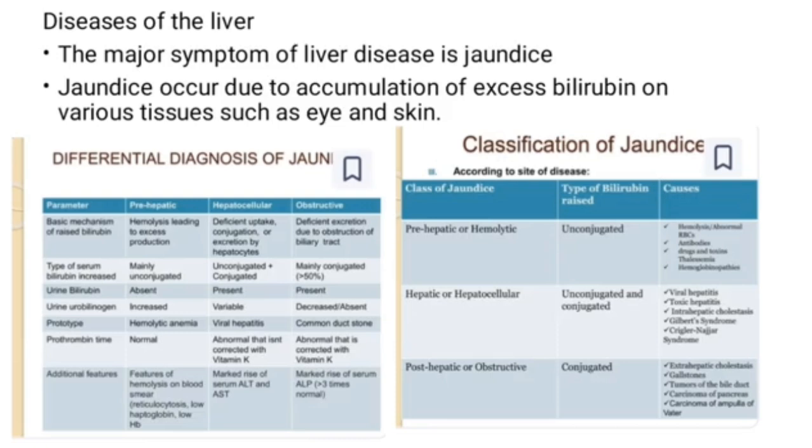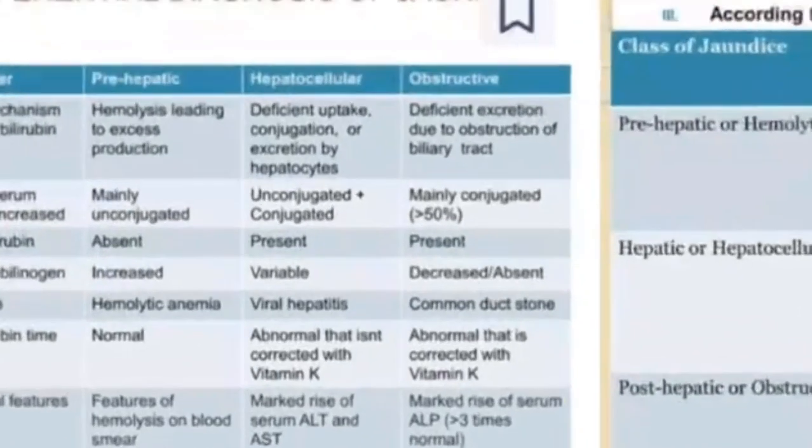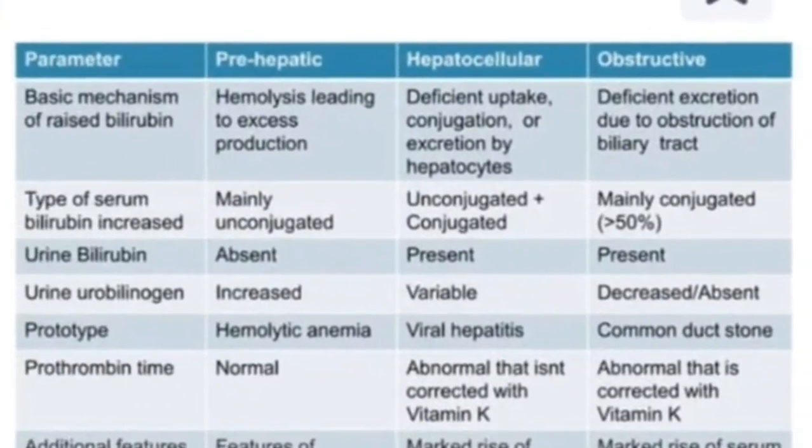Jaundice occurs due to accumulation of excess bilirubin in various tissues such as eye and skin. Differential diagnosis of jaundice, you can see it here. We have prehepatic jaundice, hepatocellular jaundice, and obstructive jaundice. These are based on what is causing the jaundice. You classify the liver problem based on the cause of the jaundice.